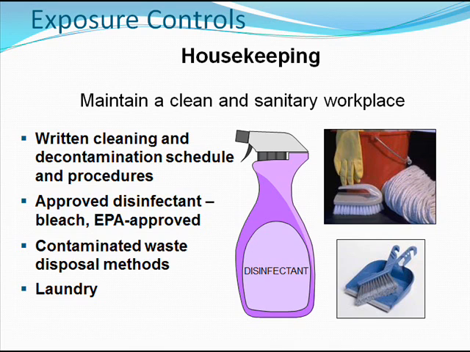Housekeeping. Maintain a clean and sanitary workplace. Written cleaning and decontamination schedule and procedures. Approved disinfectant, bleach, EPA approved. Contaminated waste disposal methods, laundry. All work areas are to be maintained clean and in a sanitary condition. Decontaminate all work surfaces with appropriate disinfectant at the end of each work shift. The appropriate disinfectant is an EPA-approved tuberculocidal or HIV, hepatitis B effective disinfectant, or a diluted bleach solution made daily.